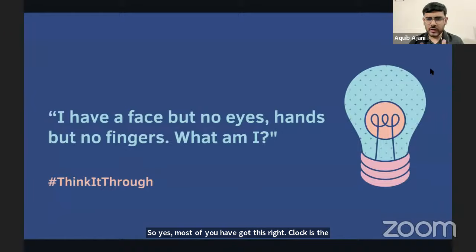A clock has a face, but no eyes. A clock has an hour hand and a minute hand, that's what we call them, but no fingers. So yes, clock is the correct answer. Perfect. Let's move to the next question.